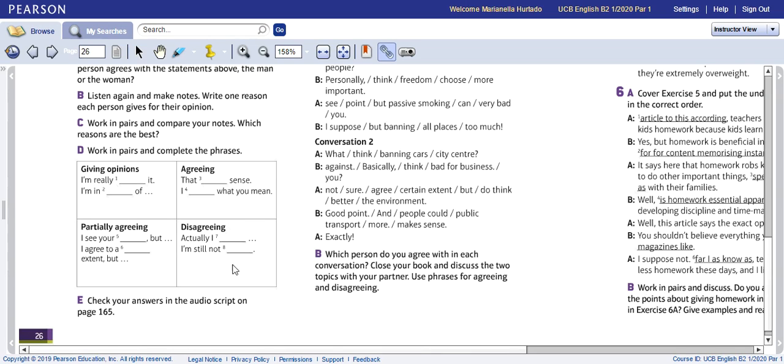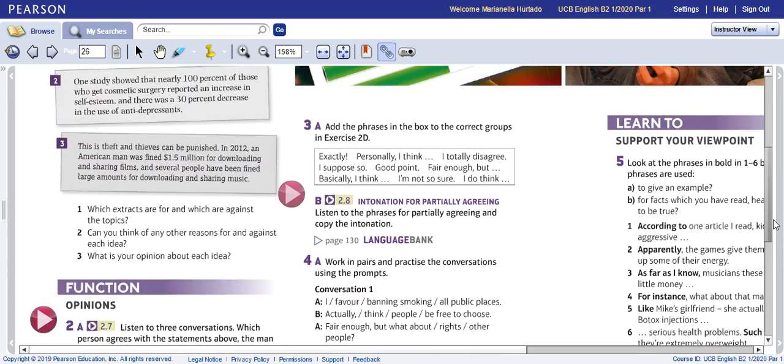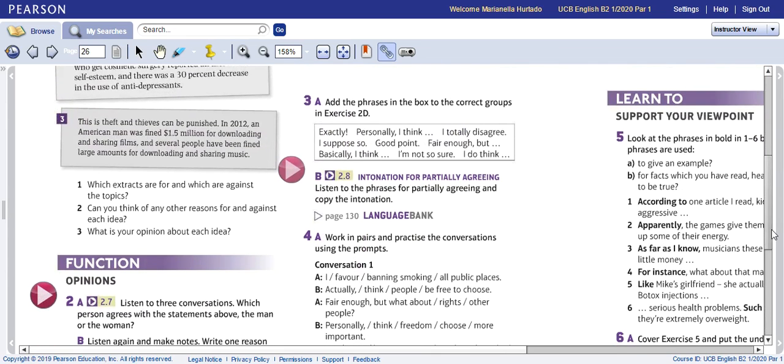Now take a look at E. It says check your answers in the audio script on page 165. So once you have done this on your own, you can go back to page 165 to make sure that you guys have the right answers. Now let's go to the top. Number 3. Number 3A says, add the phrases in the box to the correct group in exercise 2D.